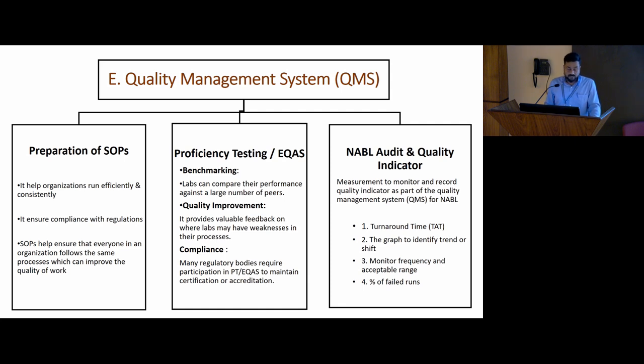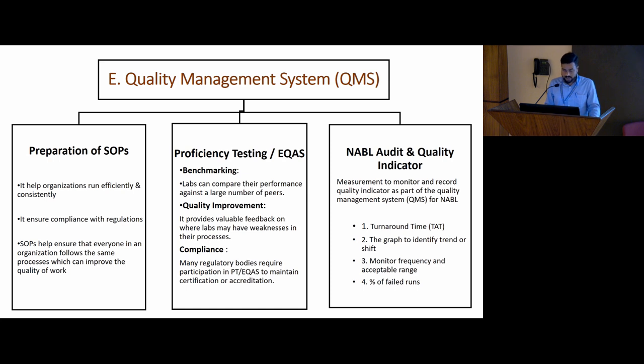In audit and quality indicators, the measurement, monitoring and recording of quality indicators is a part of the quality management system, which is required for NABL. Start with the TAT and the percentage of run failures. You can monitor the frequency and acceptable ranges of your assay.